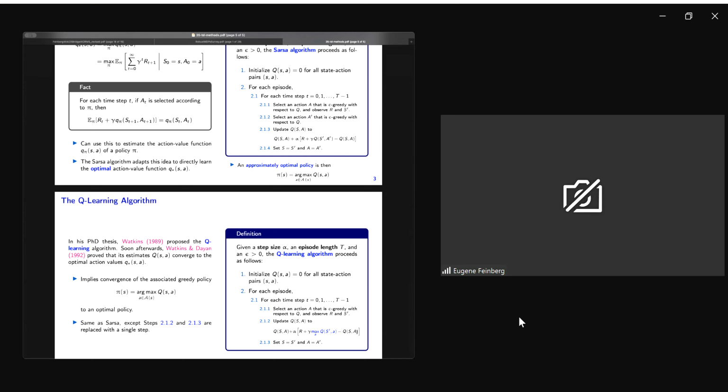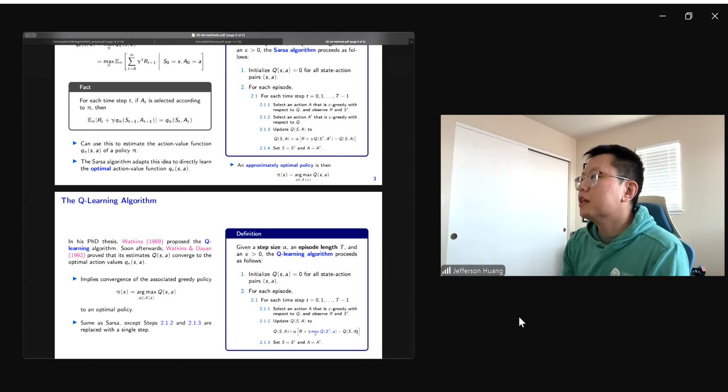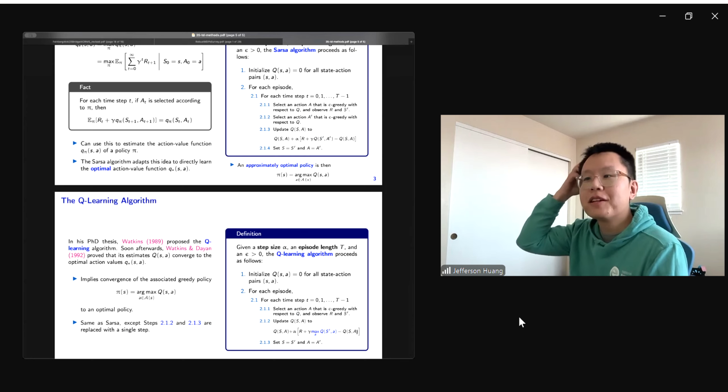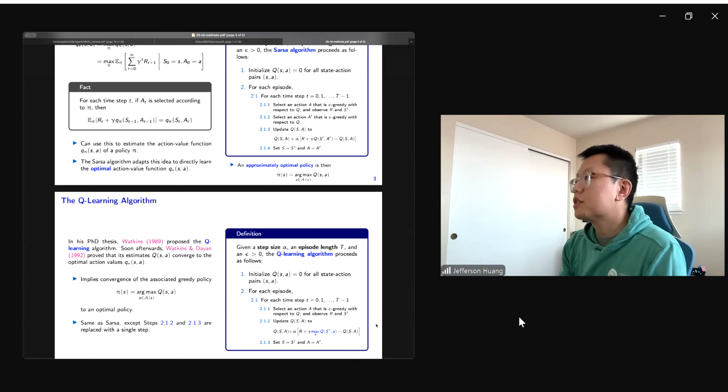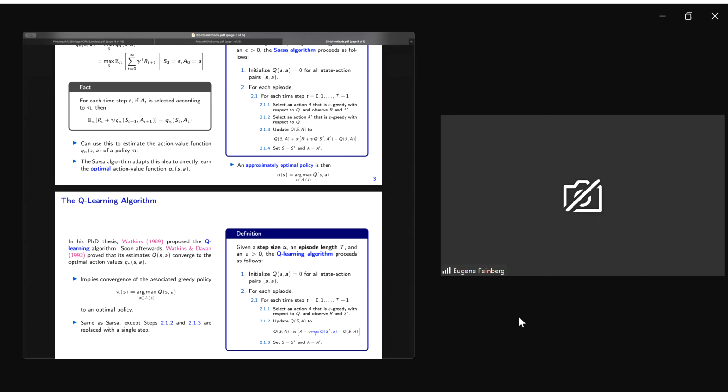Is Q-learning usually better? It seems to be more widely used. Now, what do we use? Do we use a version of SARSA or a version of Q-learning? Based on the documentation, it looks like it's a version of Q-learning. Okay.